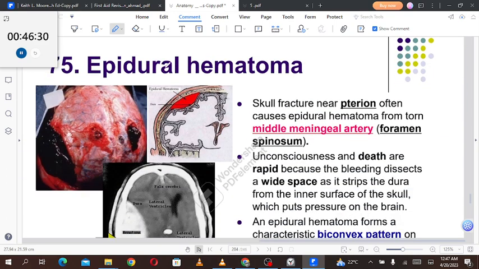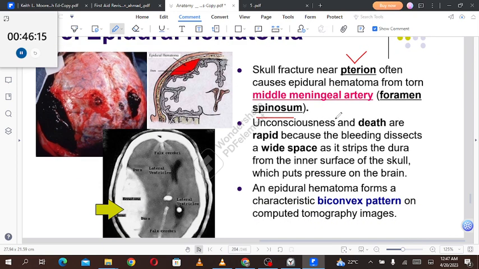Then what is termed an epidural hematoma? If there is a hematoma developing outside the dura, that is called an epidural hematoma. Skull fracture near the pterion often causes an epidural hematoma from the torn middle meningeal artery, which enters via the foramen spinosum. Unconsciousness and death are rapid because the bleeding strips the dura from the inner surface of the skull, which puts pressure on the brain.